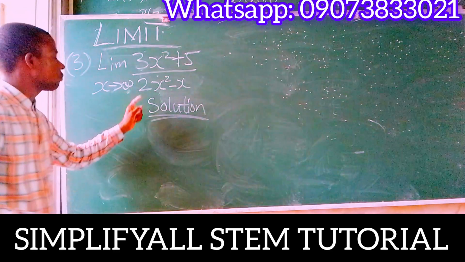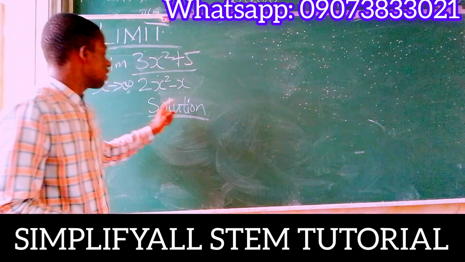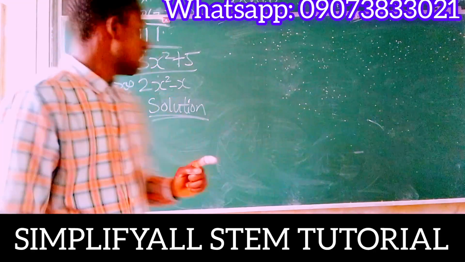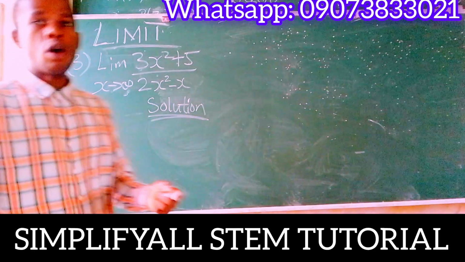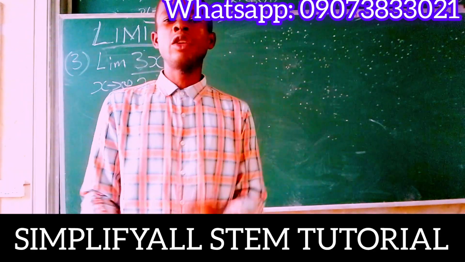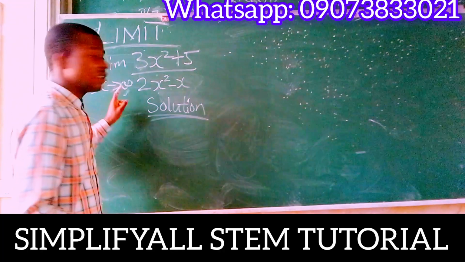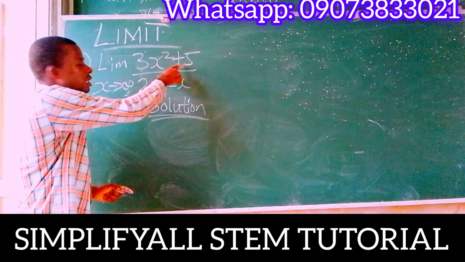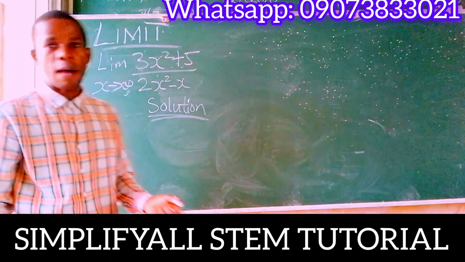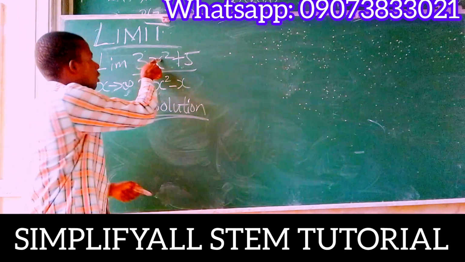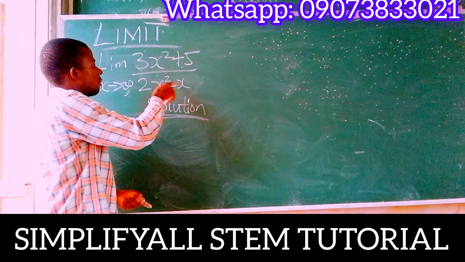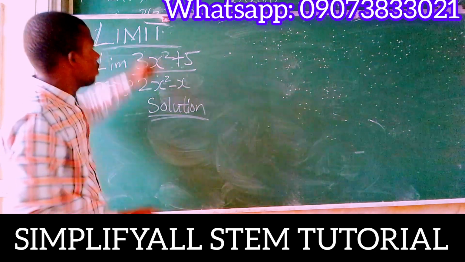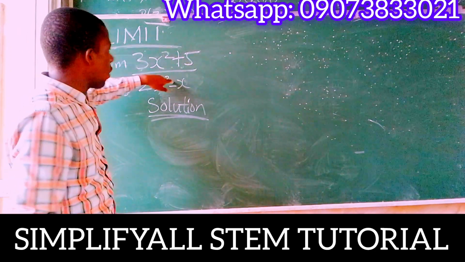Now, as x tends to infinity, we do not know the particular limit. What we know is that as x goes to infinity, 1 over x tends to 0. But before then, we are going to divide each of the terms by the highest power. The highest power of x in the numerator is 2, in the denominator it is 2, and the other term has power 1. So we divide both the numerator and the denominator by the highest power.